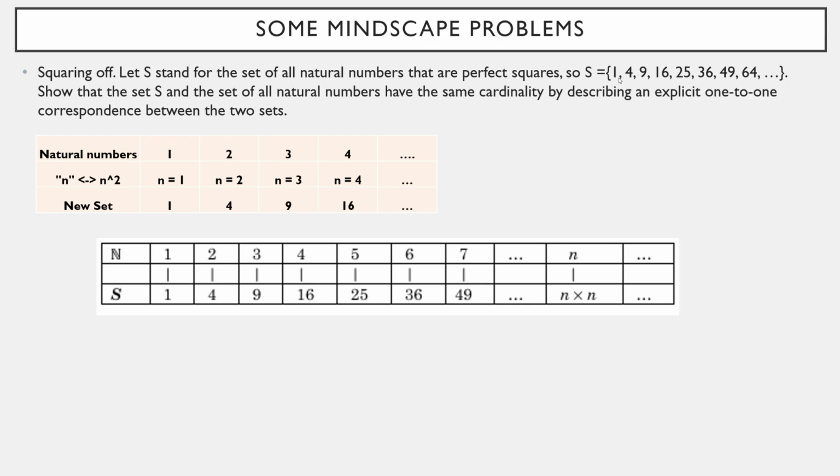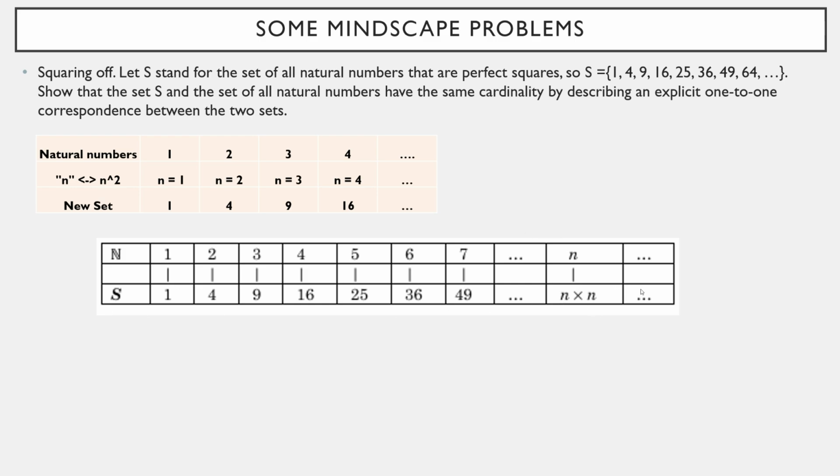And look, all the perfect squares are just the squares of the natural numbers, okay? So 1 corresponds to 1. 2, well, what is 2 squared? 4. What is 3 squared? 9. 4 squared? 16, and so on. So the correspondence here is whatever n you give me, what it maps to in the new set is n squared. That's it, okay? That's how we're mapping. n maps to n squared, or n times n.